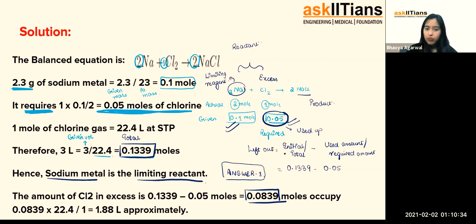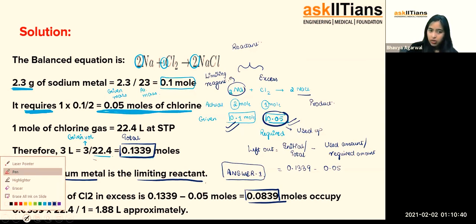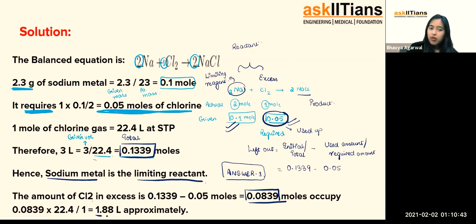So what will you do? You know that moles into 22.4 will give you the volume for those many moles. So whatever the moles, that is 0.0839, I'll multiply it with 22.4 and this is the volume which is left out. Out of 3 liters, 1.88 liters of chlorine is left and the remaining has been used up.